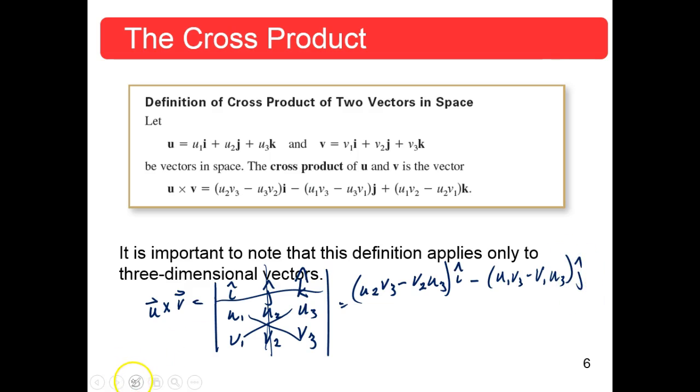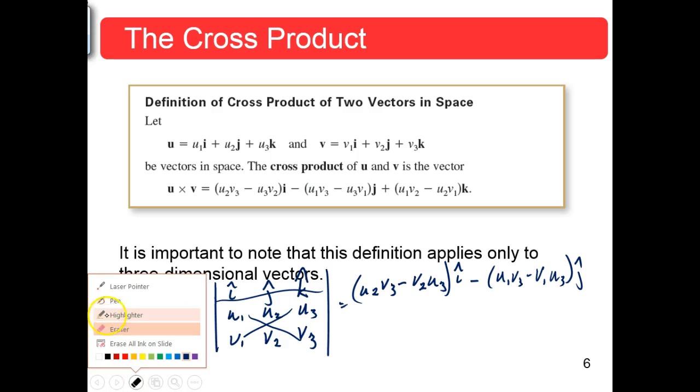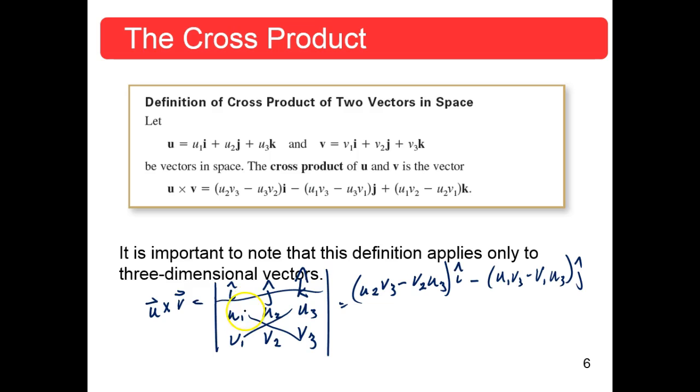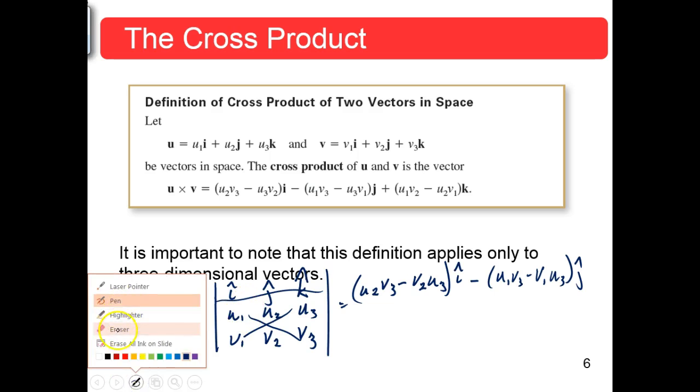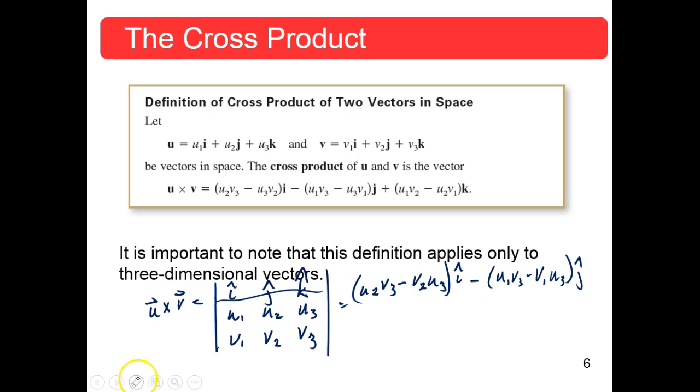And then we'll do the same thing for the K. With the K, we're going to wipe out the third column and do the determinant left. And what's the position of K? Positive. So that's going to be plus, and do the determinant here, U1 V2 minus V1 U2. And that's times K.